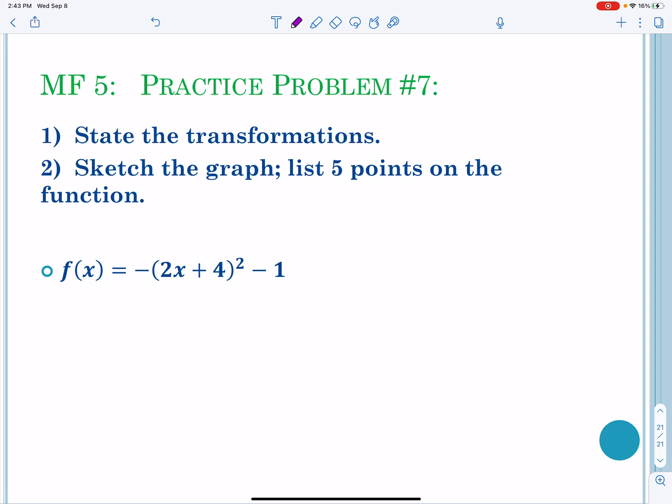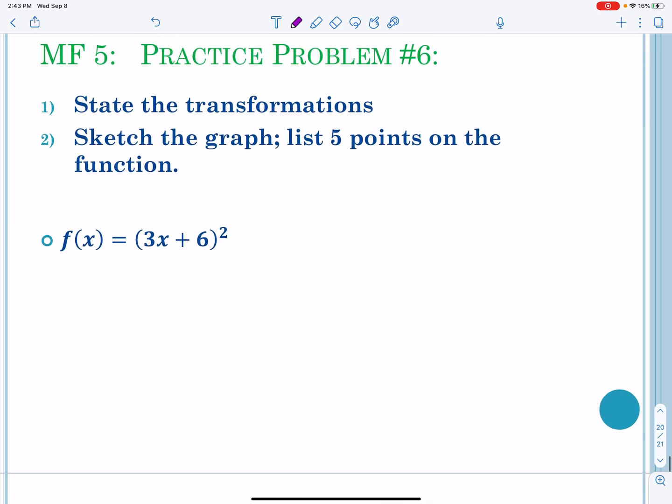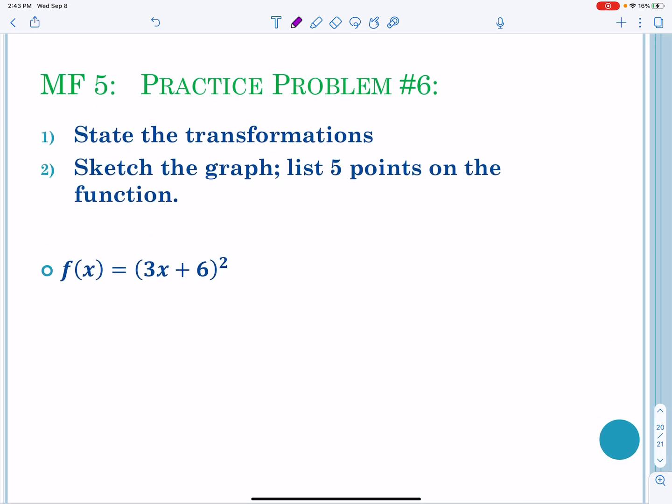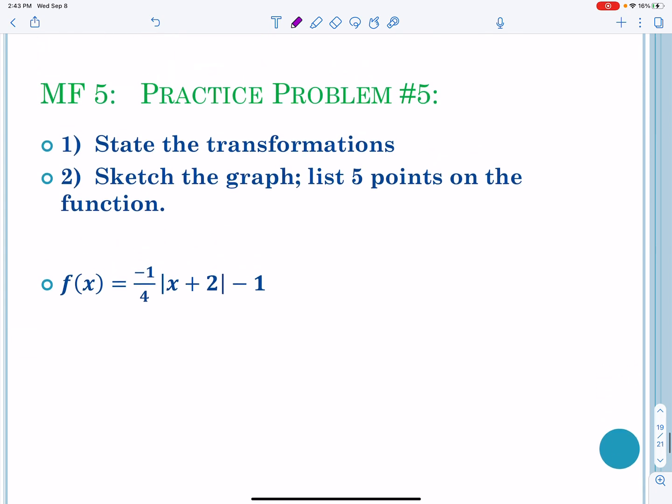So there's the 7th one. You can pause it. There's the 6th one. And there's the 5th one. And I don't know, it's going to depend upon how much time we have. I don't know which ones I will get all the way done, but I'm just kind of putting them on here. If you try them at home and are confused, you can come in and see me.